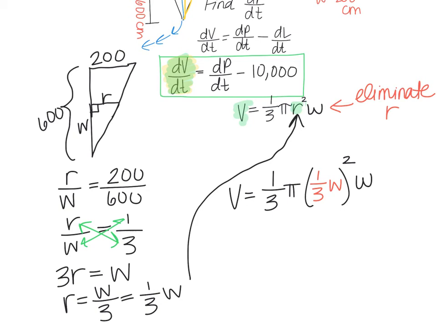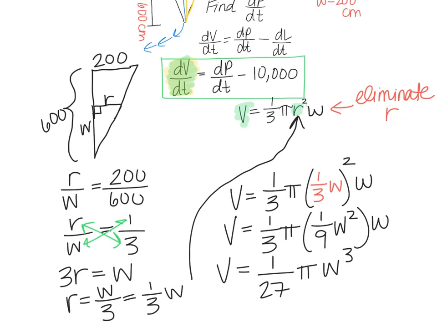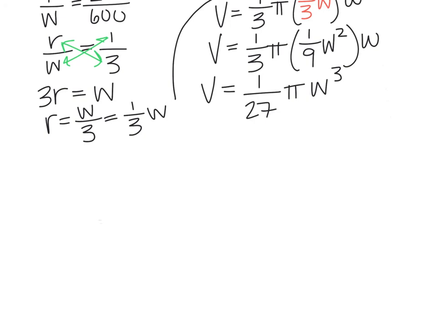So from here, you're going to have to simplify. So we want to simplify as much as possible before we take the derivative. So 1/3 squared will be 1/9, and then w squared, but that's multiplied by another w. So 1/3 times 1/9 will be 1/27 times pi times w cubed. So now I'm ready to take the derivative of both sides with respect to time.